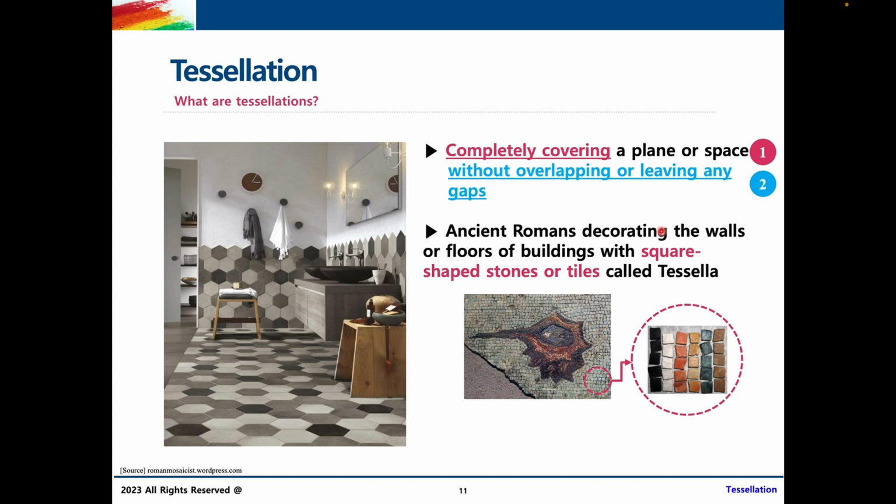Before we talk about the pentagon and octagon, we're going to start by defining the tessellation. The tessellation completely covers a plane or space without overlapping or leaving any gaps. So basically what we've been trying to do this whole time. Ancient Romans decorated the walls or floors of their buildings with square-shaped stones or tiles called tessella, and that's where the word tessellation comes from.